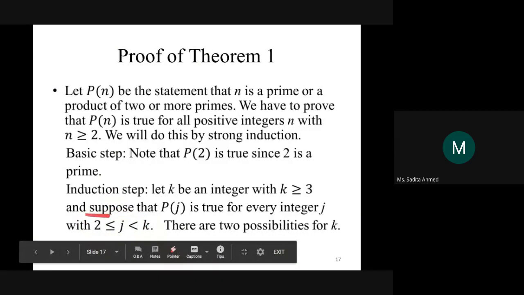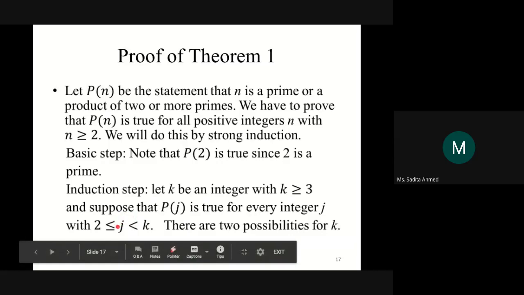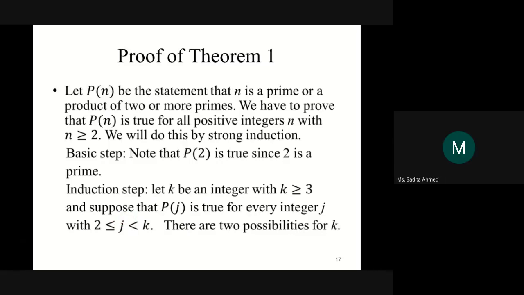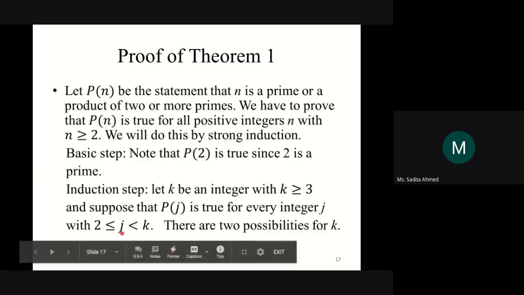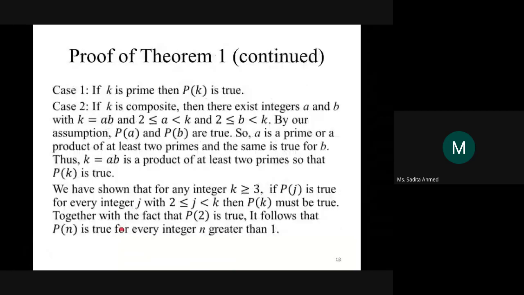In the assumption, we assume that the statement is true for all integers until before k, that is until k minus 1. The integers a and b, are they not in this range, guys? Yes, miss, they are. And remember, our assumption is that the statement is true for all integers in this range. If the statement is true for all integers in this range, then it must be true for a and b as well, which are in this range. So basically, pa and pb are true.